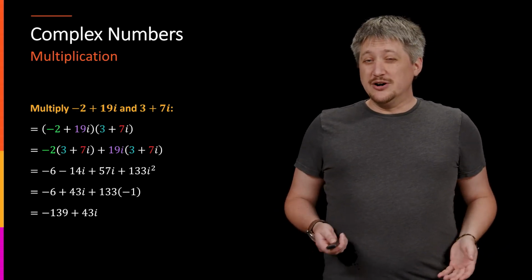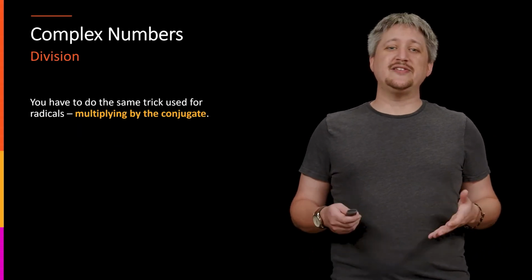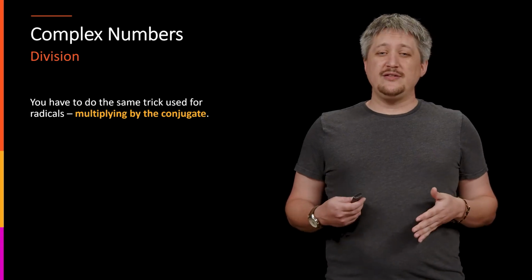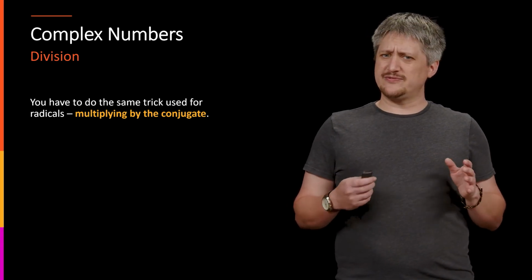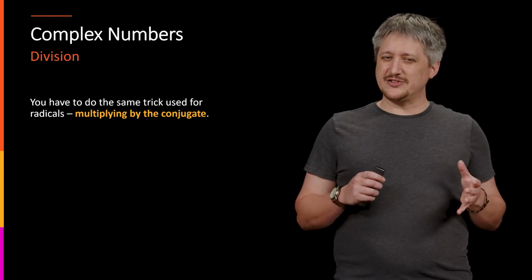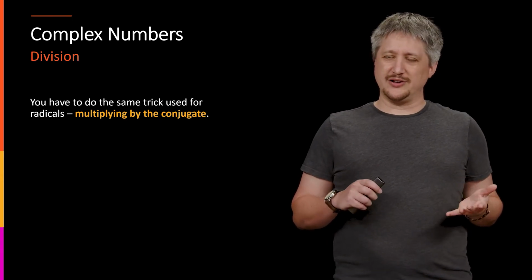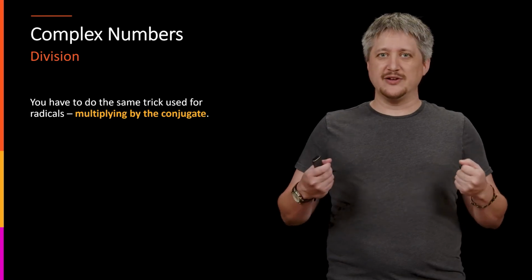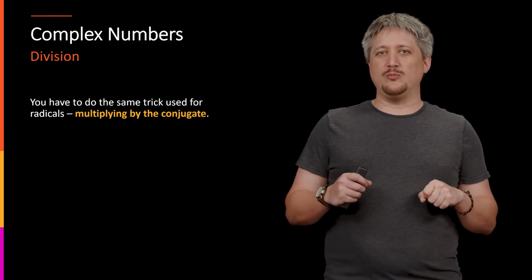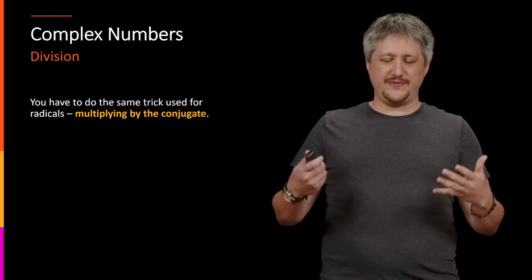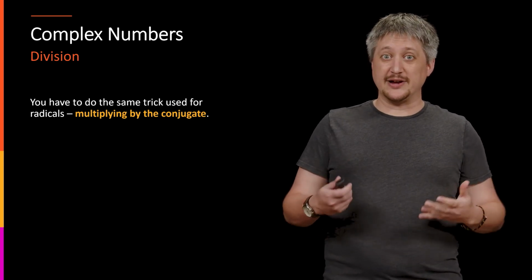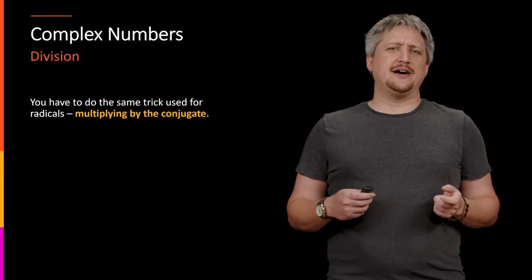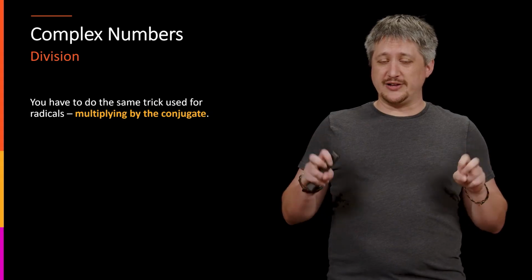The really tricky one is division. The reason is that with division, you have to use a trick similar, not quite the same, but very similar to how you learned to rationalize denominators or get rid of square roots in the bottom when you're looking at various radicals with algebraic terms. And that's by multiplying by the conjugate.